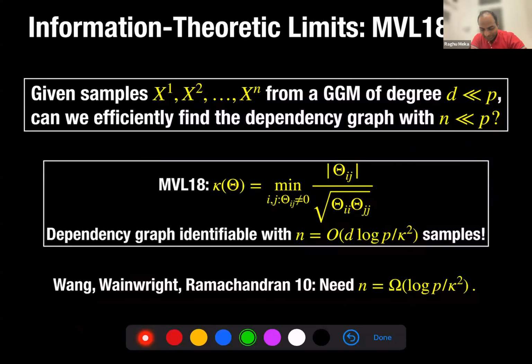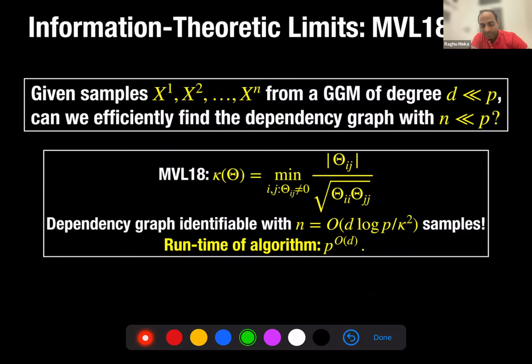There's also a lower bound that you need roughly log p over kappa squared many samples, where again kappa is outside the log. There's also a lower bound. The only downside.